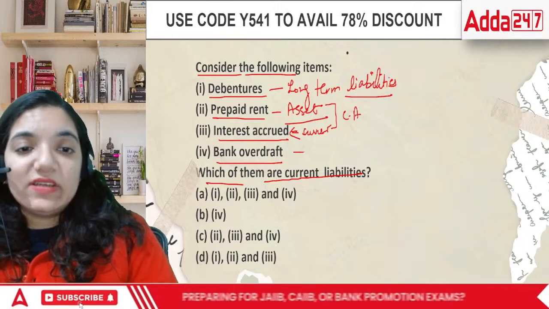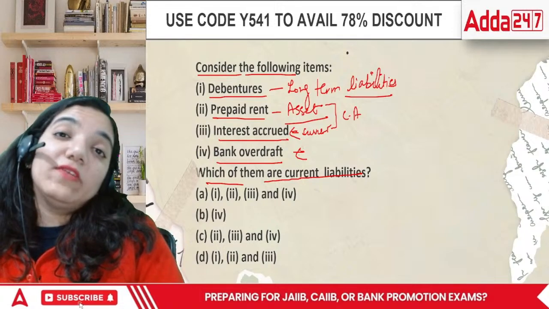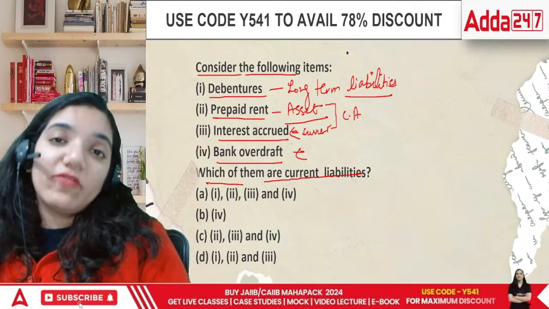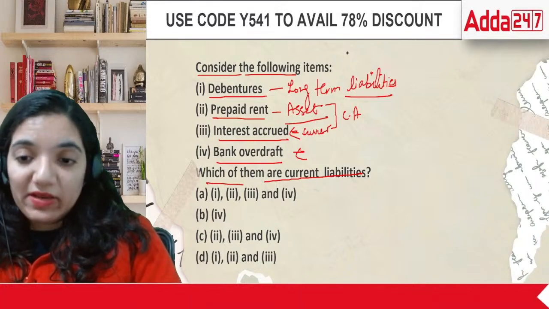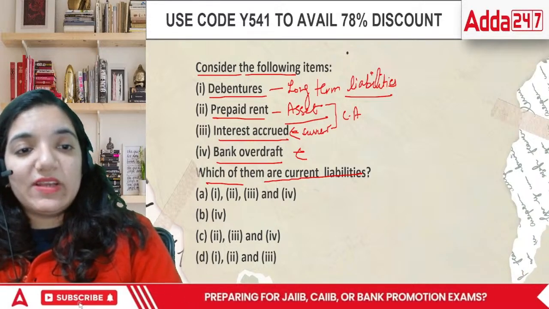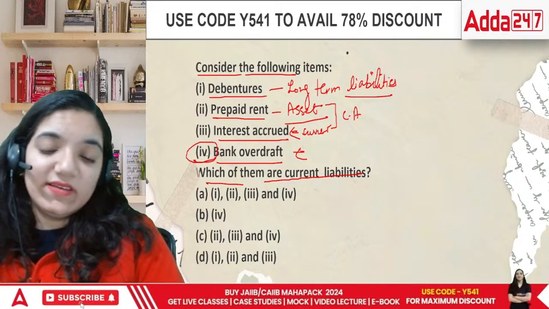Then last is bank overdraft. Bank overdraft means money which I overdraw from the bank, and I have to give it back to the bank in a short period. That is why this would be considered as a current liability.